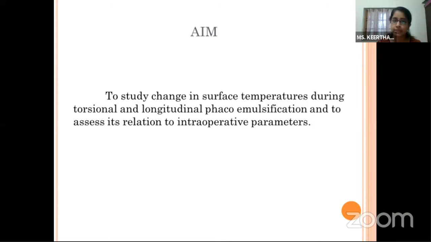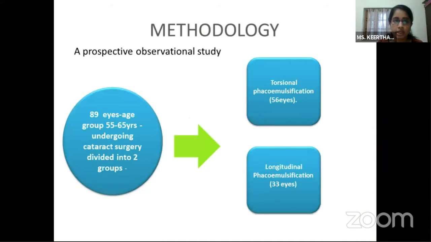Our aim was to study the change in surface temperatures during torsional and longitudinal phacoemulsification and to assess its relation to intraoperative parameters. We did a prospective observational study of 89 eyes, age group 55 to 65 years, undergoing cataract surgery, divided into two groups: those who underwent torsional phacoemulsification and those who underwent longitudinal phacoemulsification.